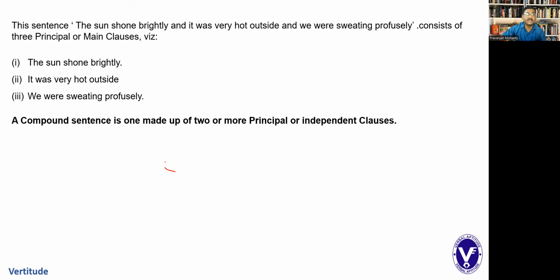Let's see this sentence. The sun shone brightly, and it was very hot outside, and we were sweating profusely. Now, this consists of three. Do you see that? This is one, this is two, and this is three. So it consists of three principal clauses or three main clauses. Each can stand independently on its own.